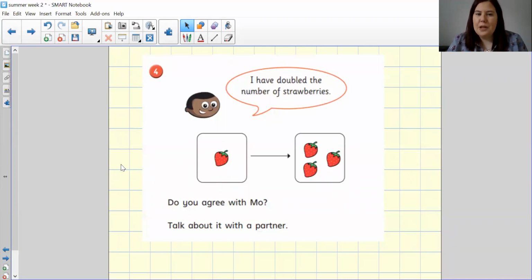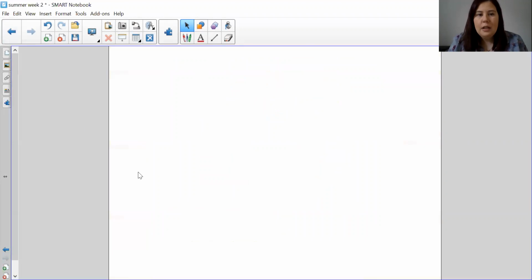Question number 4. So I have doubled the number of strawberries. Do you agree with Mo? It does say talk to your partner, but what I would like you to do is to try and prove it. So how could you show me that Mo is either right or is he wrong? Okay? And that is the end of our lesson for today.